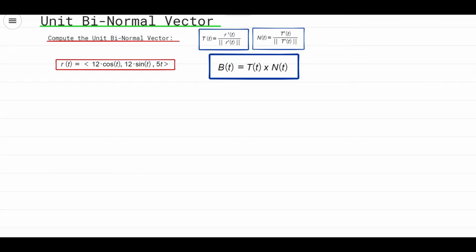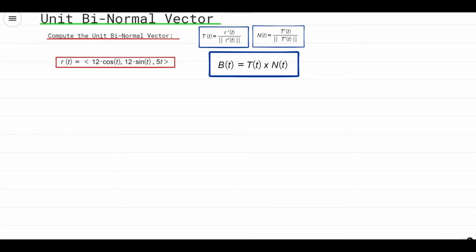Hello guys, in this video I'm going to talk about how to find a unit binormal vector. What makes a unit binormal vector different from a unit vector, unit tangent vector, and unit normal vector is that it actually combines all three. The unit binormal vector is the unit tangent vector crossed with the unit normal vector.